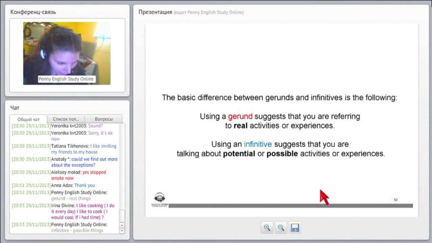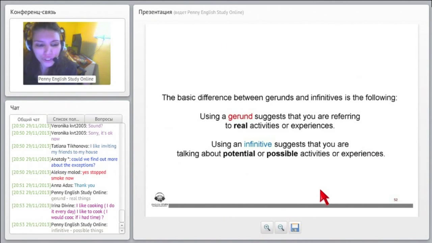Okay, so this is how we use them. I like cooking. I do it every day. I like to cook. I will cook if I had time. That is wonderful. Exactly, Irina. Wow, what a wonderful example you gave.